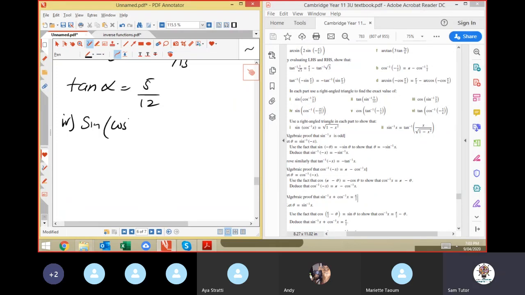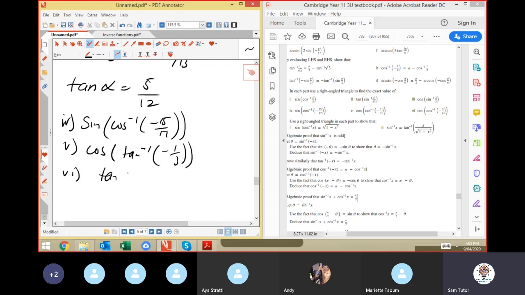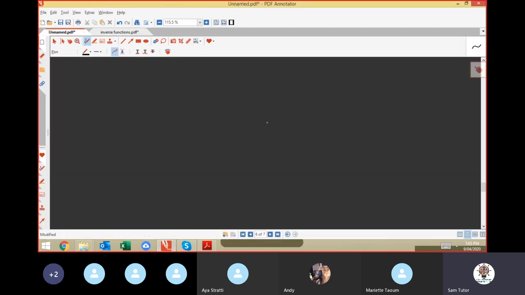Sine inverse cos -15/17. V: cos inverse tan -1/3, and VI: tan inverse cos of -3/4. Okay.